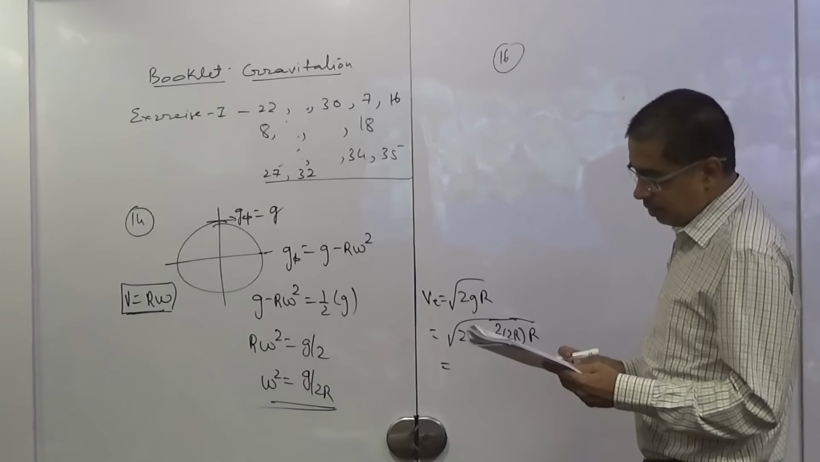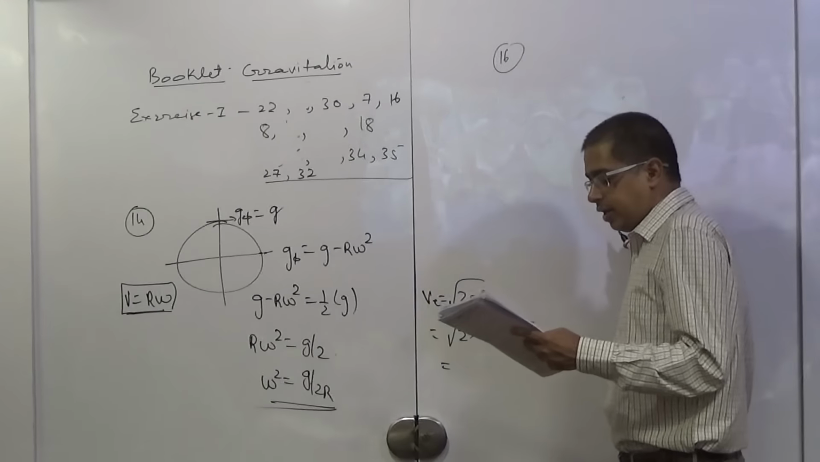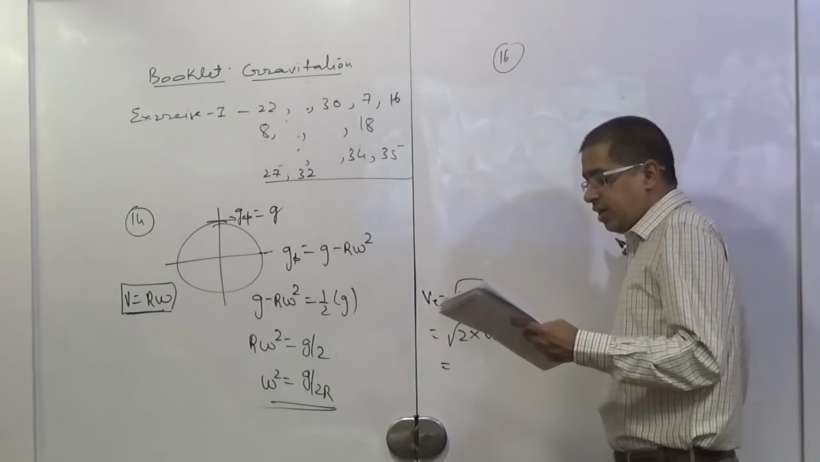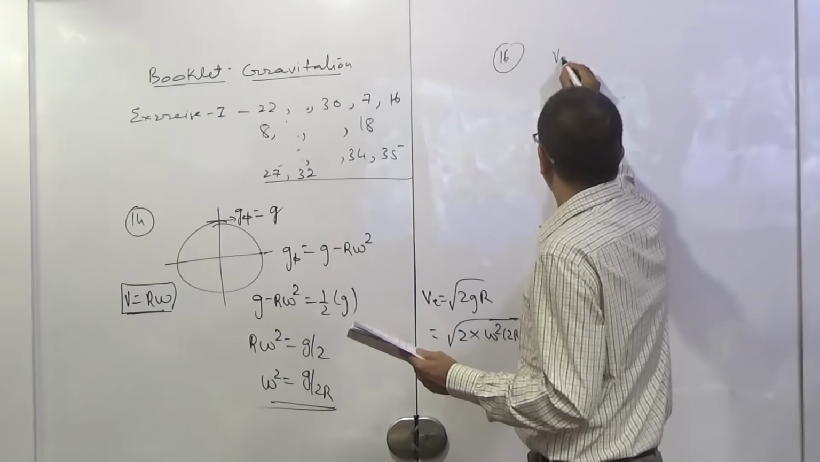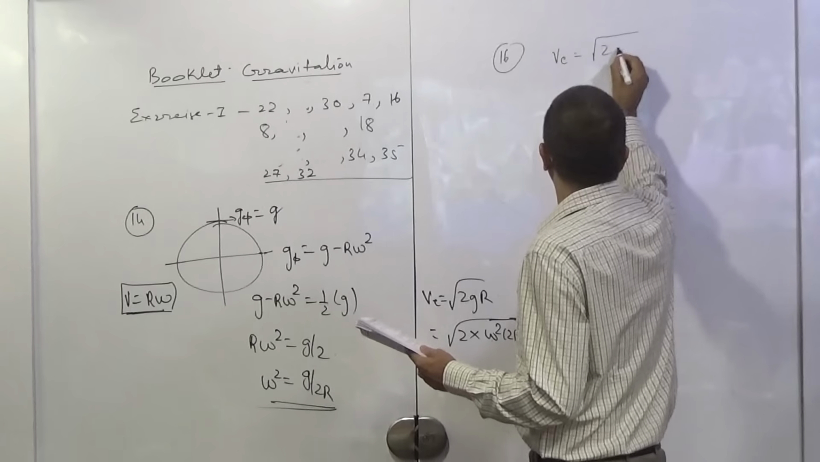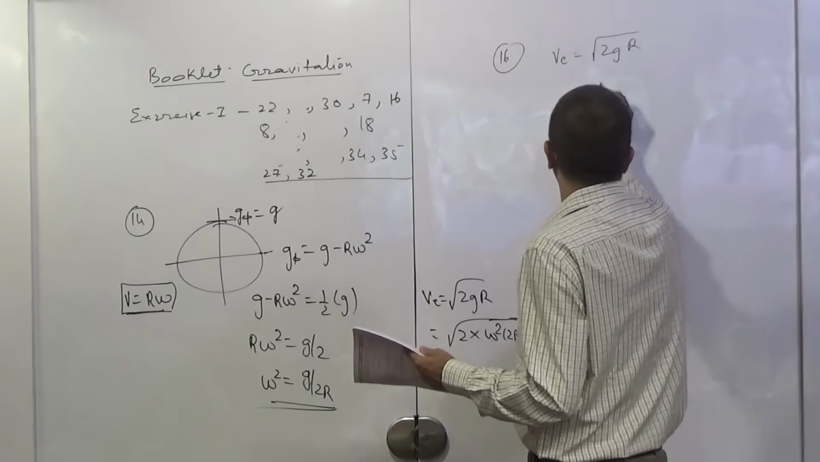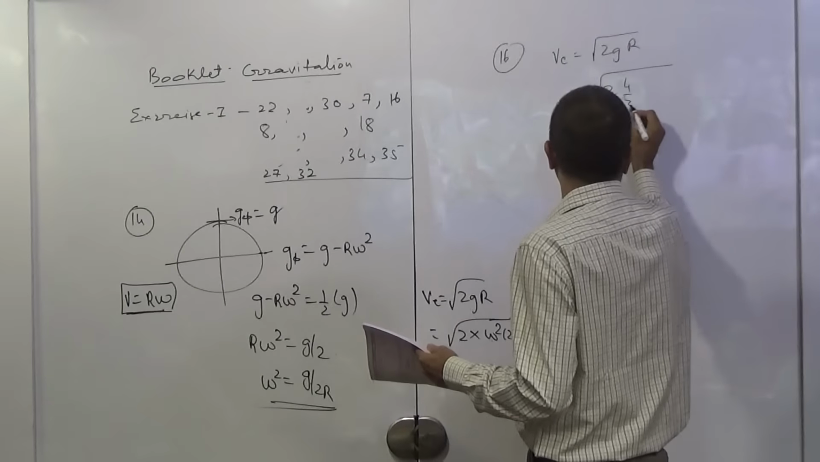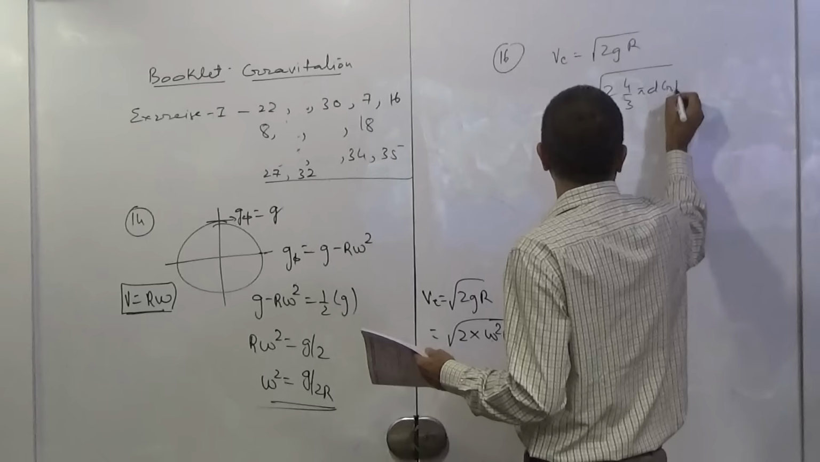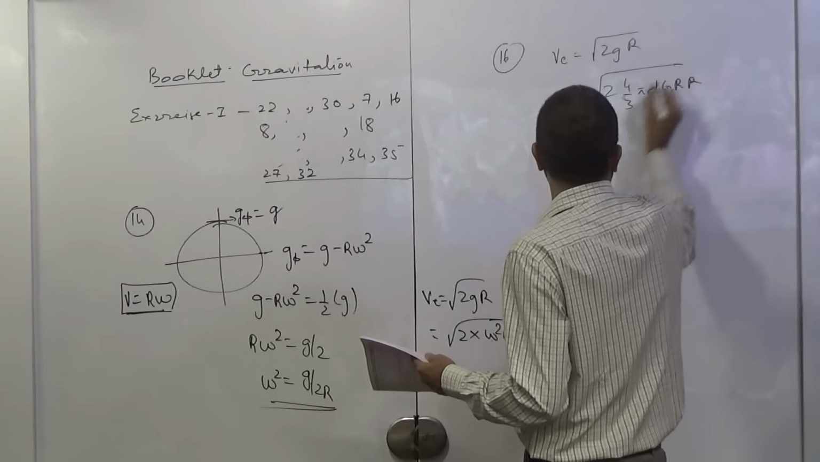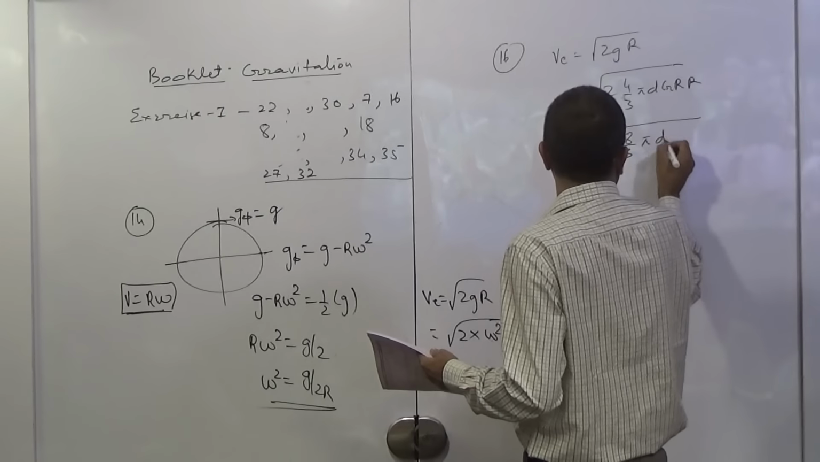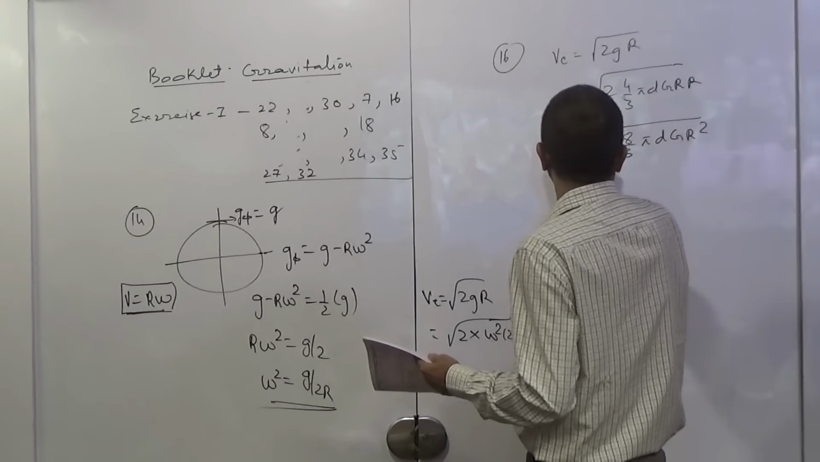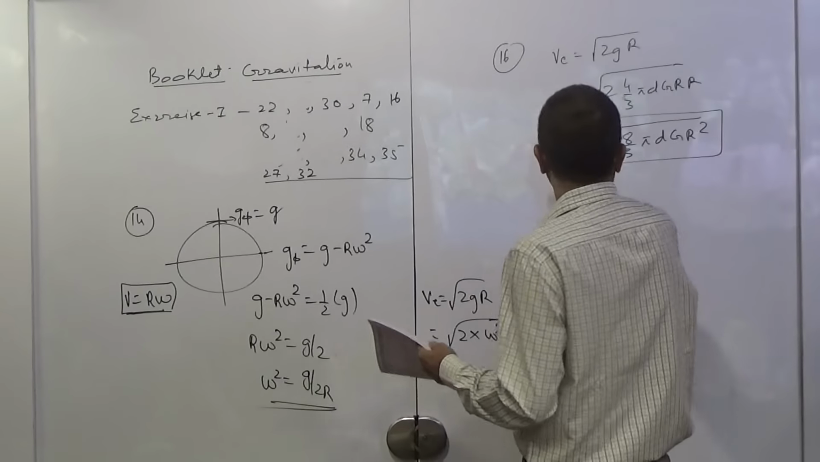Two planets A and B have the same material density. If the radius of A is twice that of B, find the ratio of their escape velocities. Escape velocity is under root 2gr. What is g? g is 4 by 3 pi d G r. So this will be root over 8 by 3 pi d G r square. This is escape velocity. Now apply that.